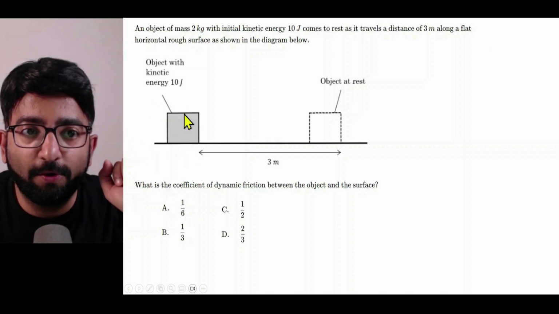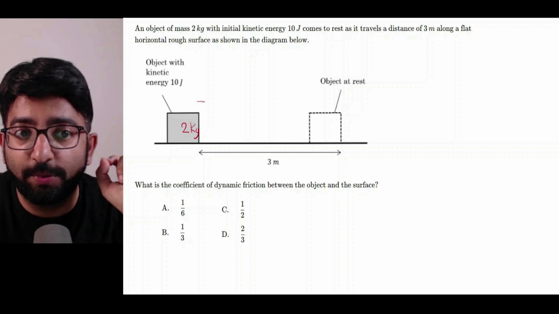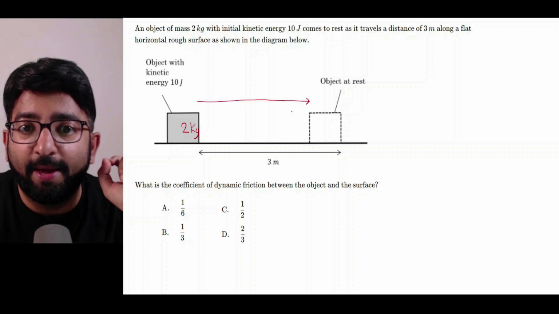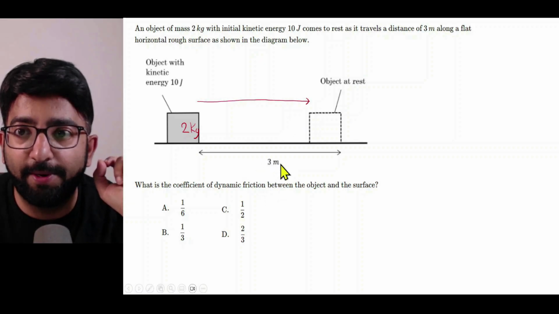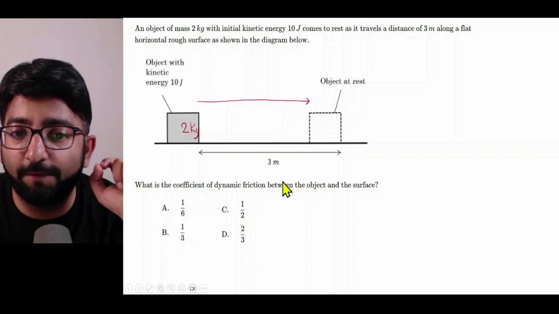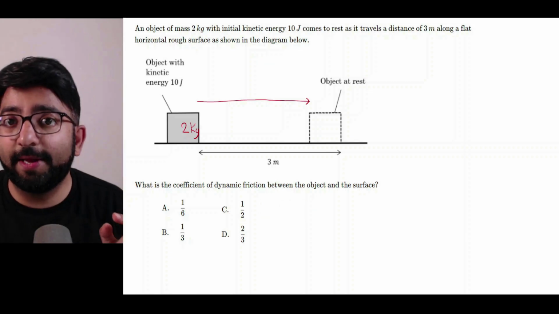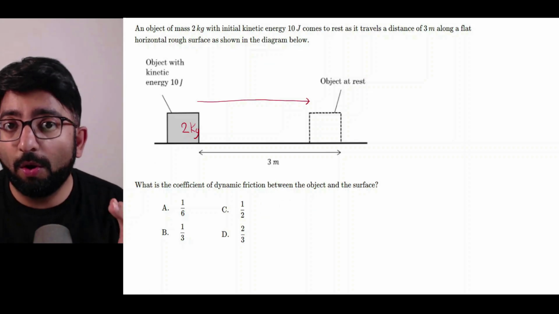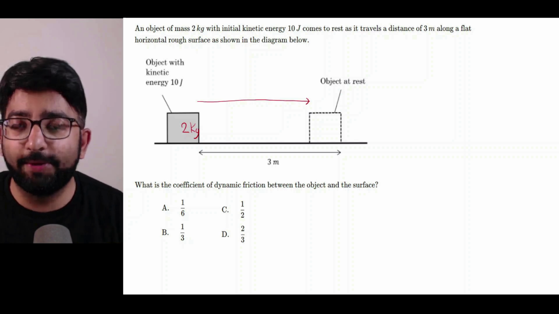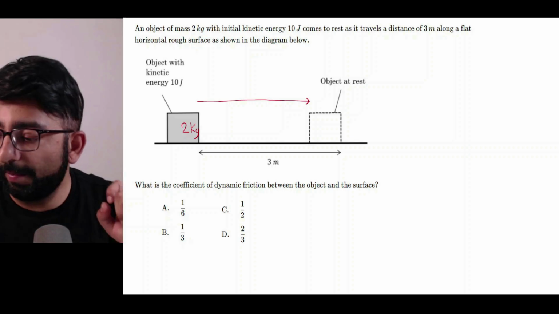Here we have an object of mass 2 kilogram, which is having initial kinetic energy of 10 joules. It is coming to rest, which means it is decelerating. As it travels a distance of 3 meters along a flat, rough surface, we have to figure out the coefficient of dynamic friction. Now, there are various ways to solve this question. Either we can use the work energy principle, or we can use the SUVAT equations or Newton's laws of motion. So let's solve this question using both methods.